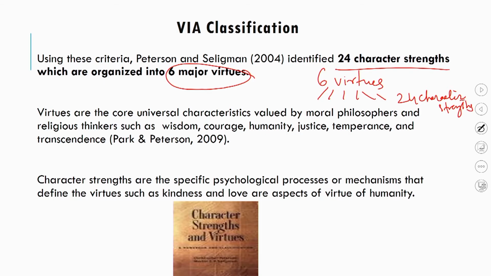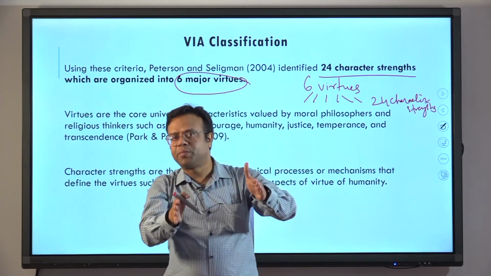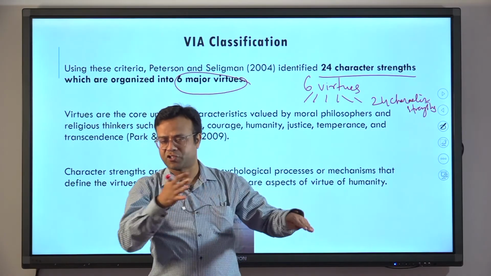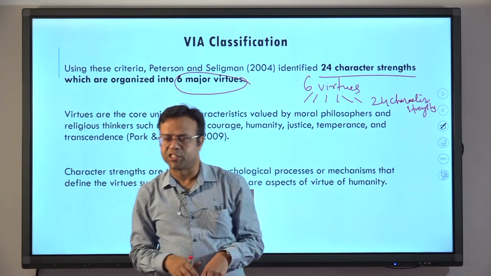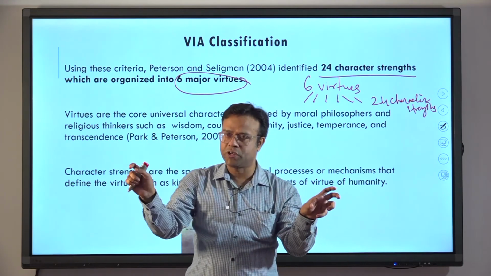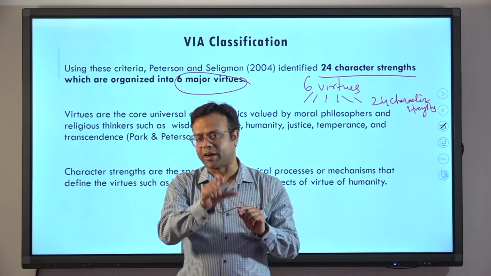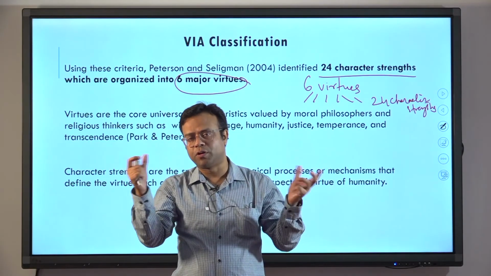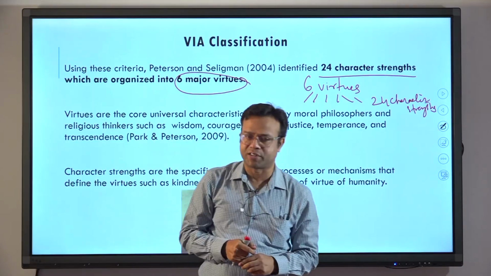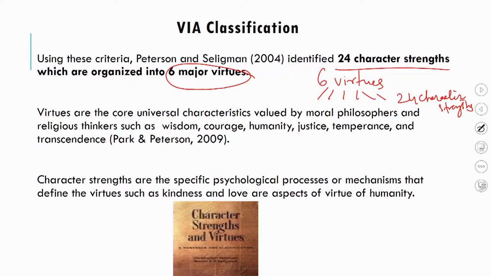So that means the virtue is a broader construct. Each of these virtues is again divided into specific character strengths. So this is how they made this classification. There are 6 virtues, and all these 6 are divided into subcategories called character strengths. In total, when combined, it becomes 24 character strengths. These virtues are the more core universal characteristics valued by moral philosophers and religious thinkers, such as wisdom, courage, humanity, justice, temperance, transcendence and so on.